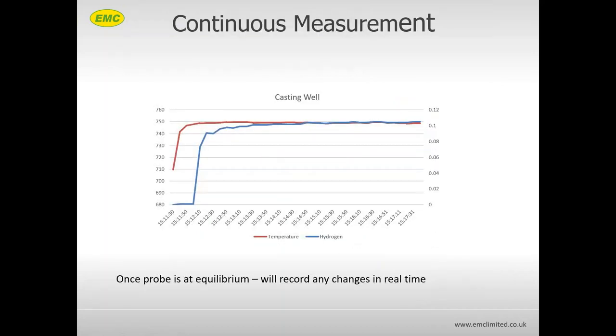It's also worth noting that once it has reached equilibrium with the hydrogen concentration in the melt, the sensor will react to changes in hydrogen in real time. This is the probe immersed in a casting well over a period of time. You can see again the blue line, hydrogen. It comes up to equilibrium, it then sits and measures. As long as the probe is left immersed, it will continue to measure hydrogen and any changes in hydrogen. In this example, there's not much happening.